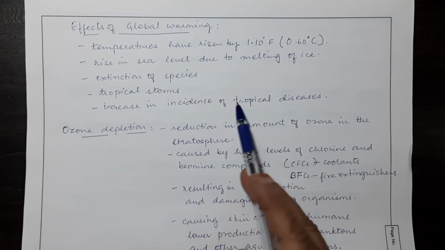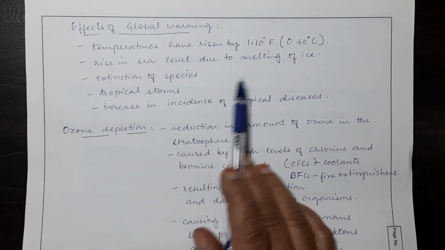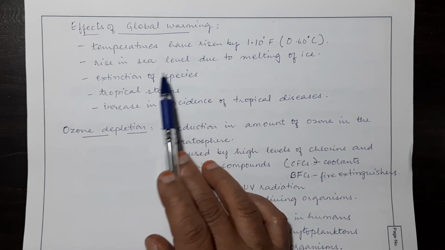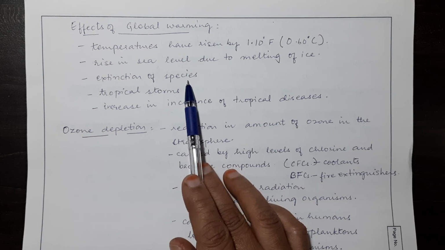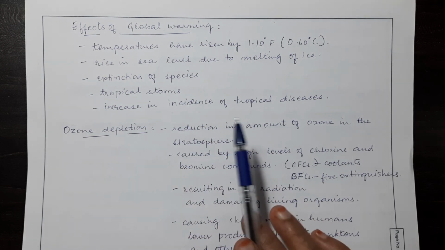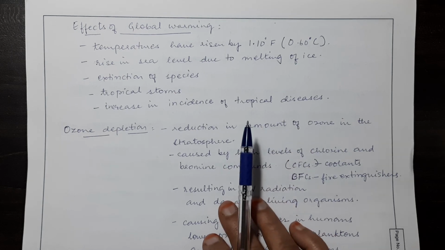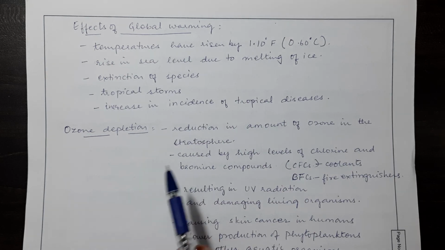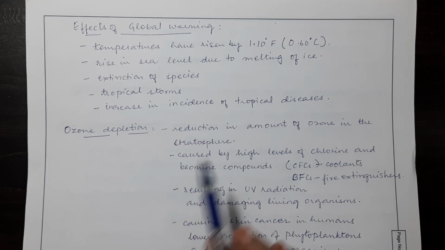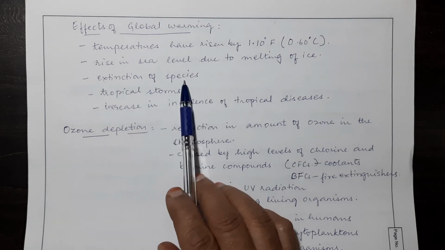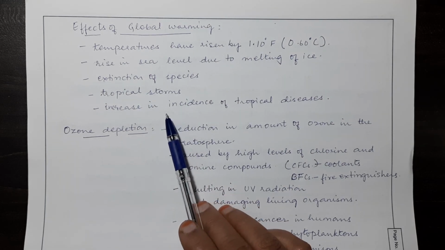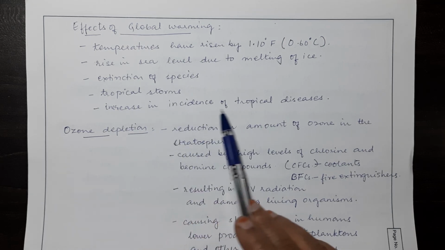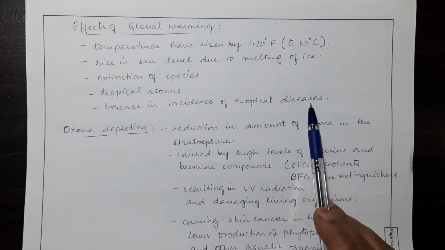Nothing else can melt the polar ice. So because the temperatures are increasing, the ice melts and there is a rise in the sea level. Then the next is the extinction of species. Many species which live in areas where the temperatures are cold get extinct because the temperatures are rising. On the other hand, for those animals which live in warmer areas, since the temperature rises beyond a certain limit, we find extinction of species there also. Then because of global warming, there are tropical storms and an increase in the incidence of tropical diseases also.